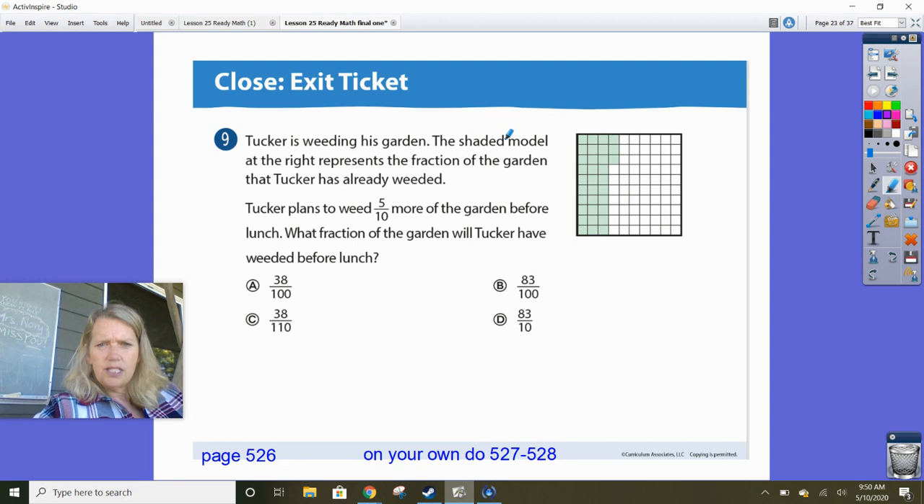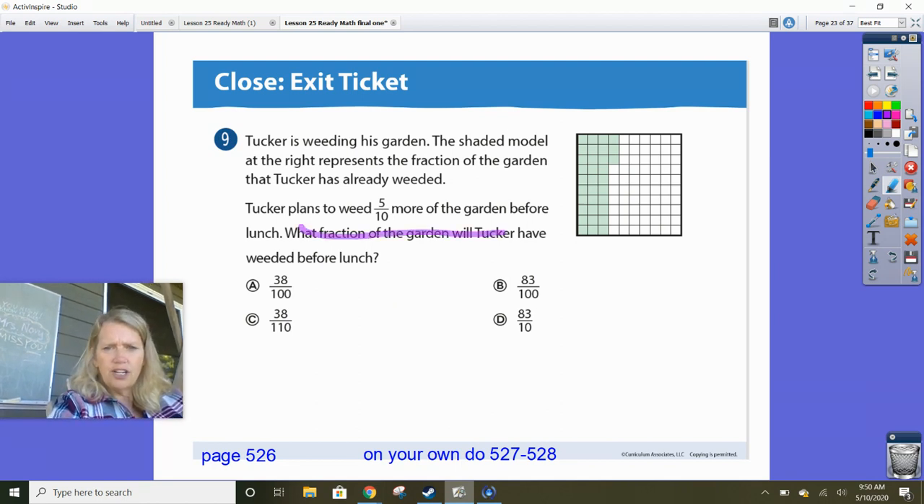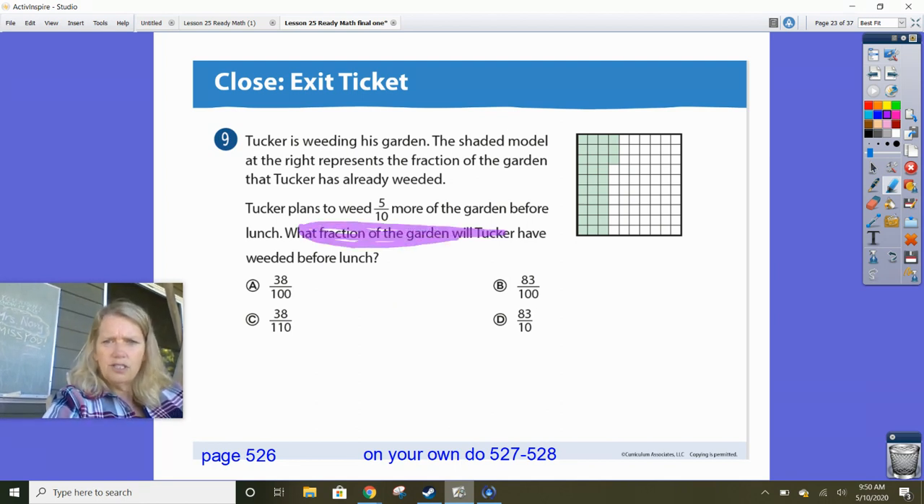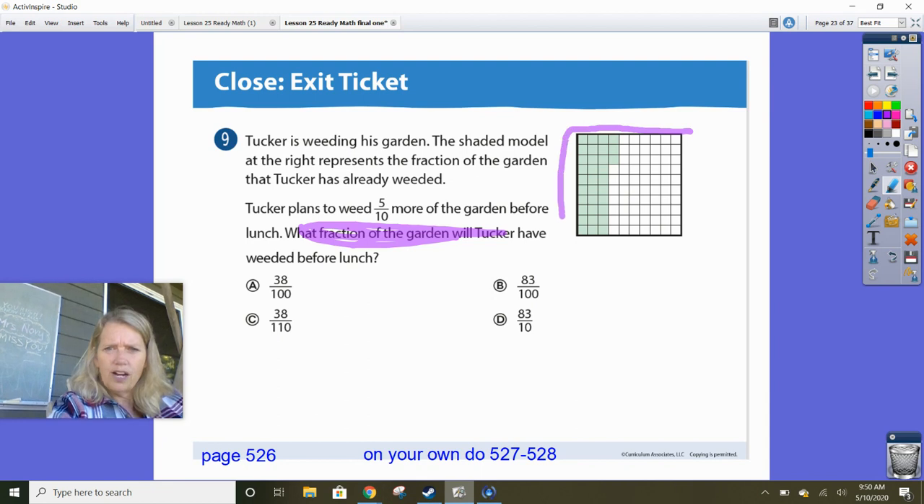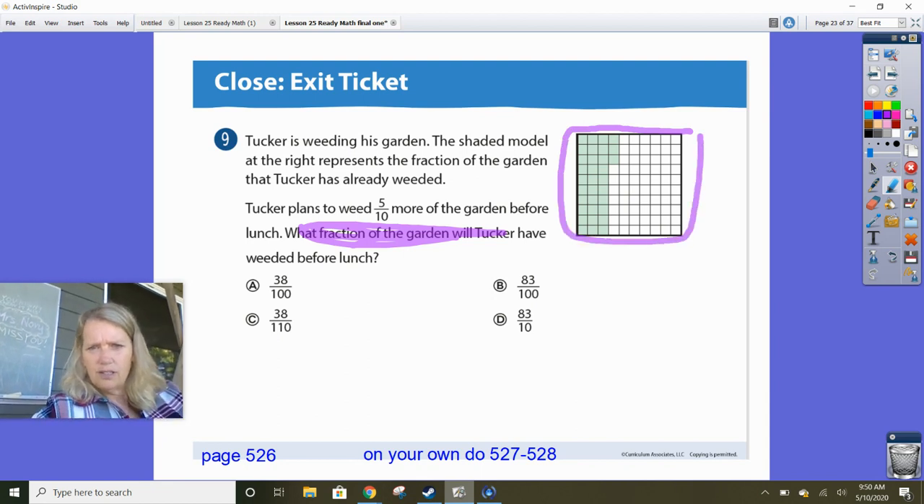So Tucker's weeding his garden. So the problem is about gardening. And it looks like this whole shape here represents his garden. That will be important. The shaded model at the right represents the fraction of the garden that Tucker has already weeded. Tucker plans to weed 5/10 more of the garden before lunch. What fraction of the garden will Tucker have weeded? So we're trying to find out what fraction of the garden, important, because this is the whole garden. So what fraction of the whole garden? Okay. And then the third read, we look for important numbers.